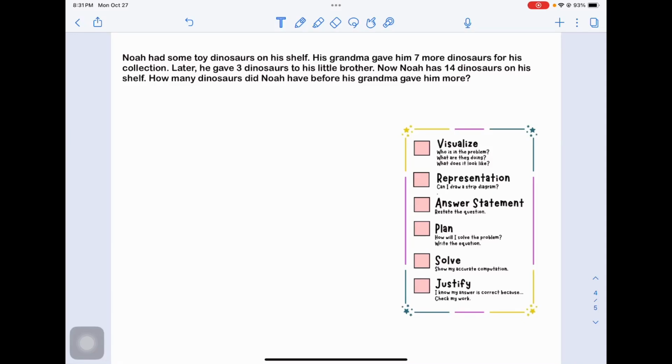This is part 2 of solving start unknown problems. The second problem that we're going to do is a multi-step problem. So let's go ahead and read our problem first.